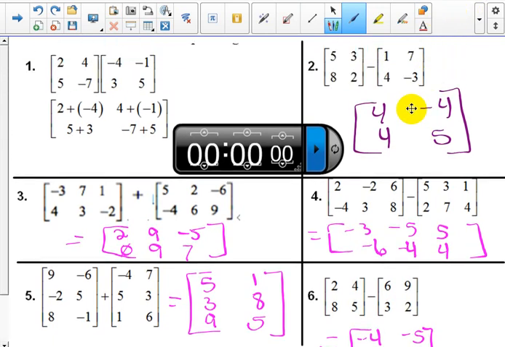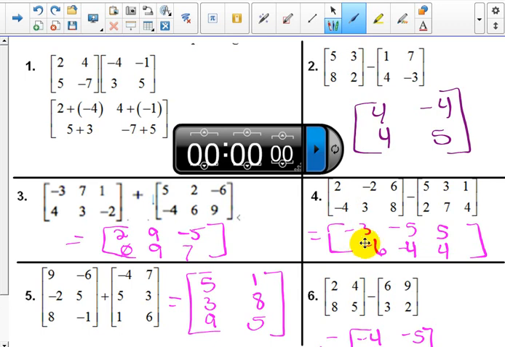Okay, so let's check. Does anyone have any questions? Okay, so for number 2, your first row should be 4, negative 4. Row 2 is 4 and 5. On number 3, you've got on the first row 2, 9, negative 5. Second row should be 0, 9, 7.